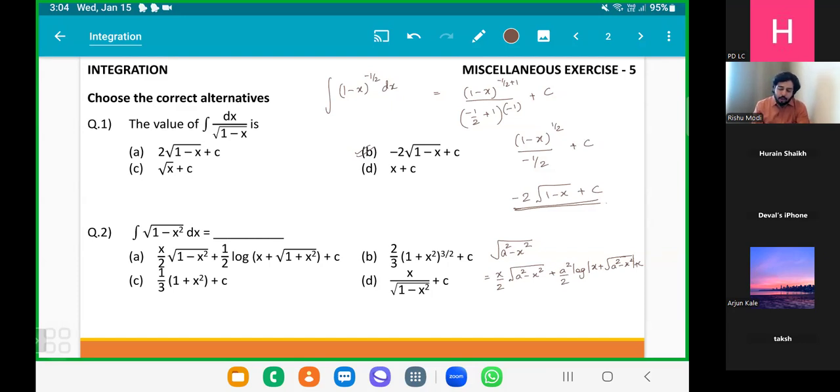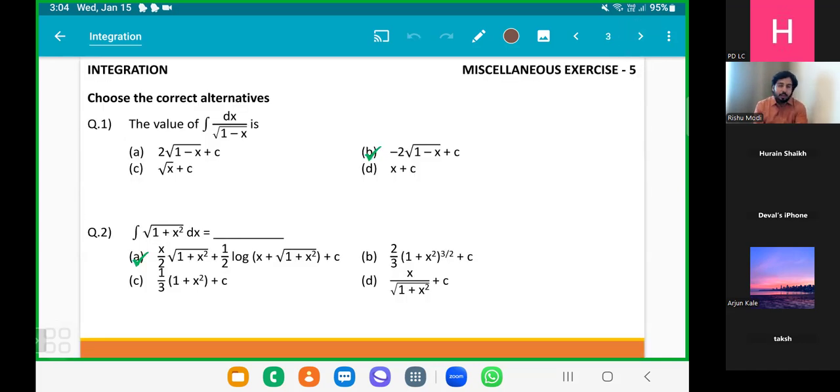Now, what's the difference here? If you understand, I may have written this as root of 1 minus x square, with 1 minus x square in the brackets. So your answer will be the direct formula, option A: x upon 2 under root of 1 minus x square plus a square by 2, where a square is nothing but 1 square, so 1 by 2 log mod x plus the given question. So your answer for the second one becomes A. So first one was B, second one was A.